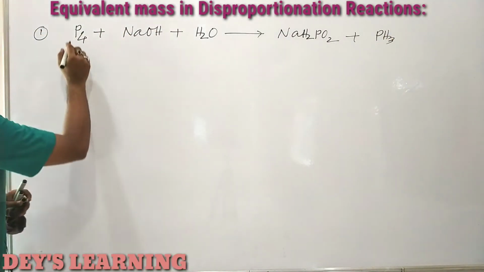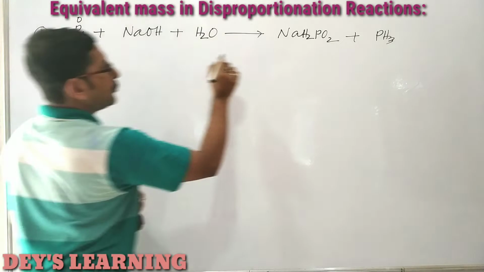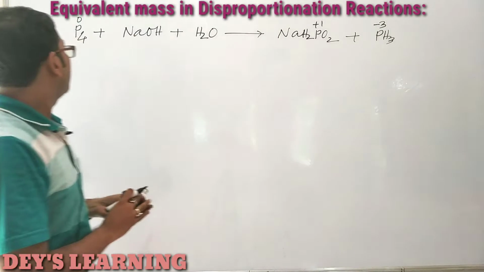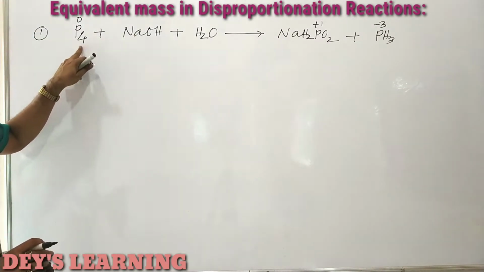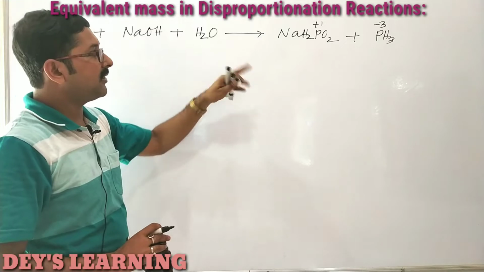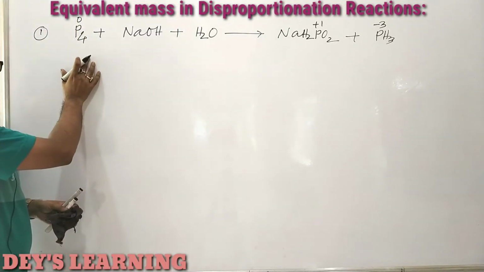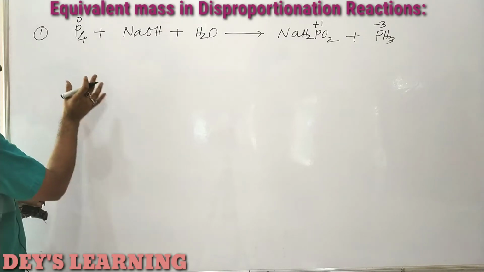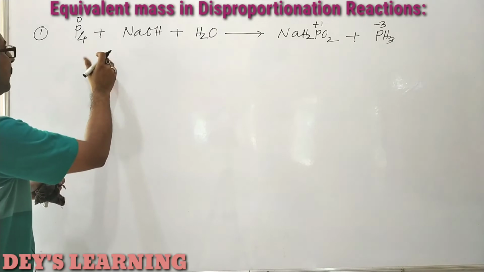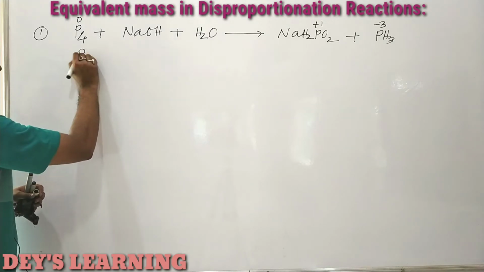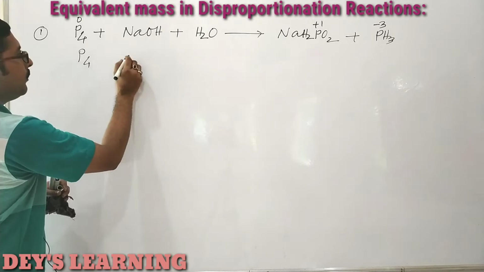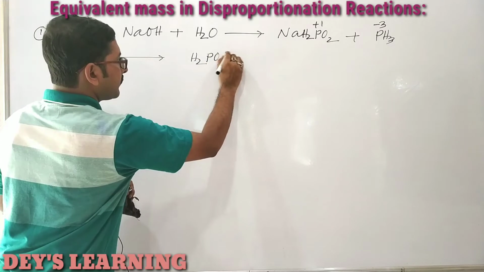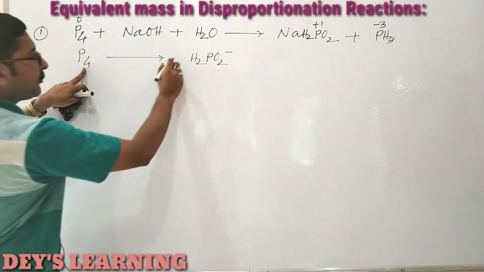Okay, the oxidation number of phosphorus is changed from 0 to plus 1 here and 0 to minus 3 here. So in this reaction, phosphorus acts both as oxidizing agent as well as reducing agent. So this is a disproportionation reaction. We can think of this reaction in this way, or we can write the ionic equation of this reaction in this way, that P4 to H2PO2 minus.